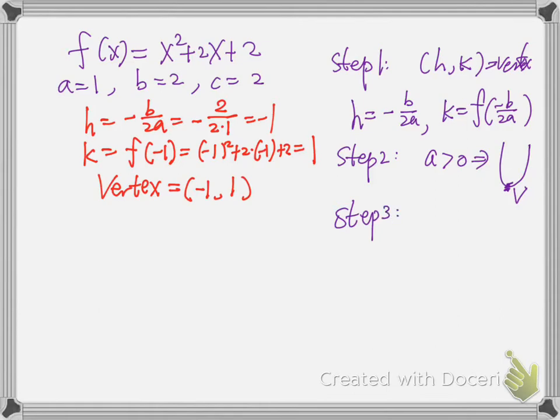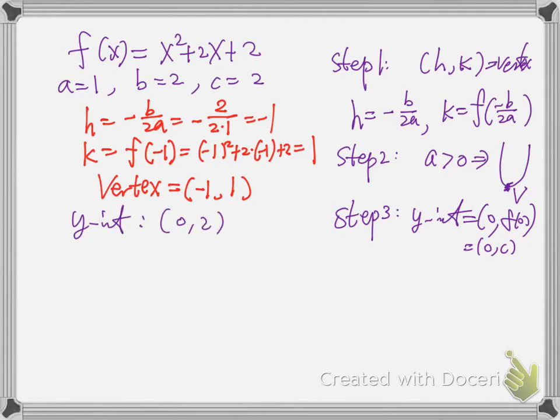So we get the y-intercept is (0, f of 0), so (0, c). c is 2, so this is (0, 2). The y-intercept is (0, 2).